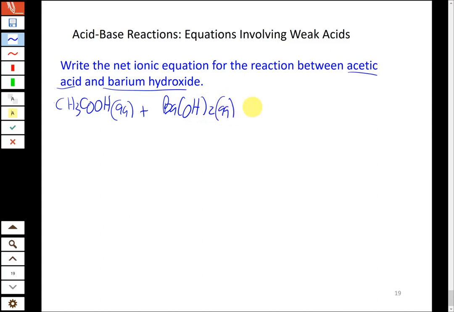So those are the reactants, and then on the product side, the total ionic equation is going to look very similar for a weak acid and a strong base. Because again, we're just going to take the H+ from the acid, combine it with the OH- from the base to make water.